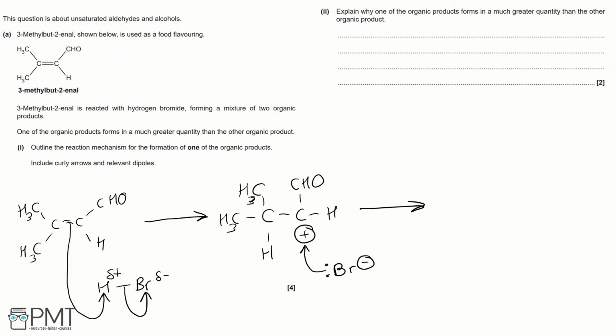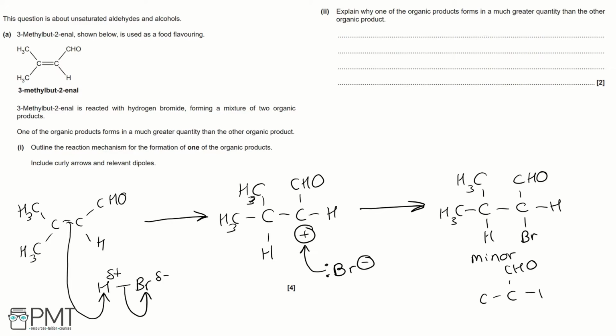Now we're going to form one of our products. We're going to draw our minor product, and that is because we've got a secondary carbocation intermediate. So drawing our minor product, we need to add the bromine onto the carbon where there was previously a positive charge. So this is our minor product. If we were to draw our major product, what would happen is we would have a tertiary carbocation intermediate, and the bromine and the hydrogen would switch places around our compound. So they're on different positions, or different carbons, in the products.